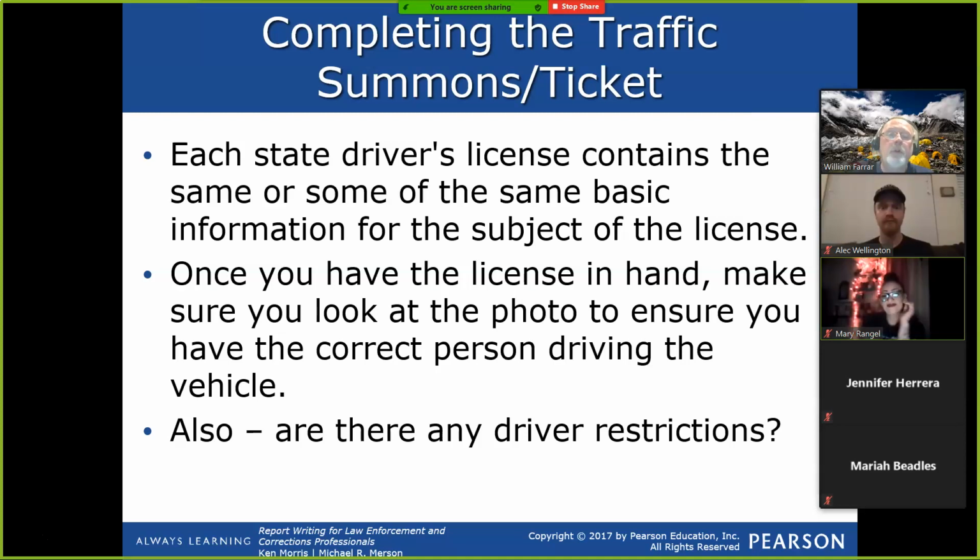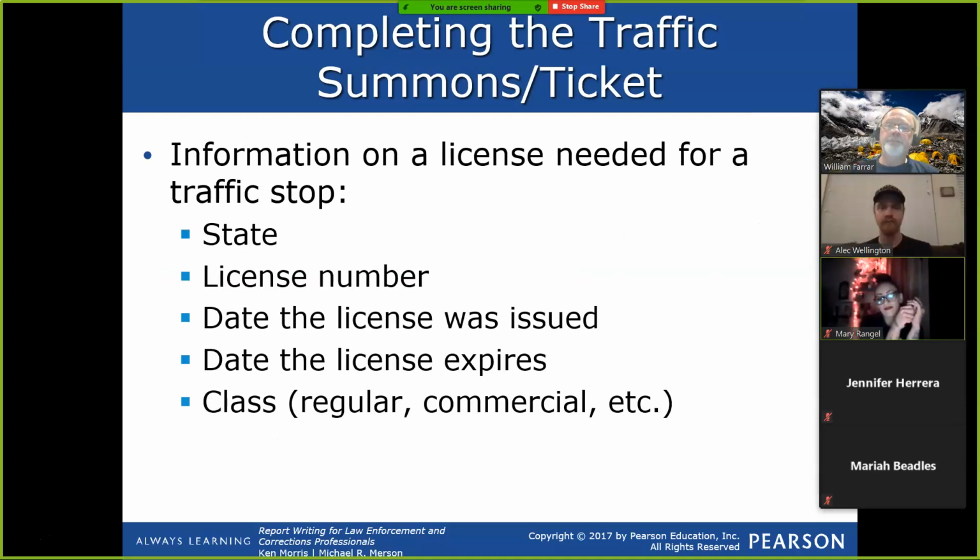So that's important to know too when you pull someone over and they don't have their glasses on. Also, restrictions. If you flip the license over, sometimes there's restrictions on that driver's license. Maybe they've had a DUI before and they can only drive to and from work or something like that. So you want to look at the license to make sure what the restrictions are.